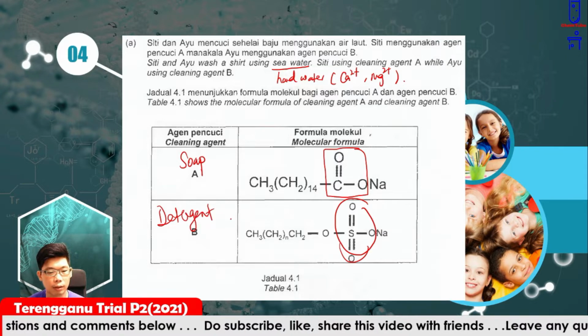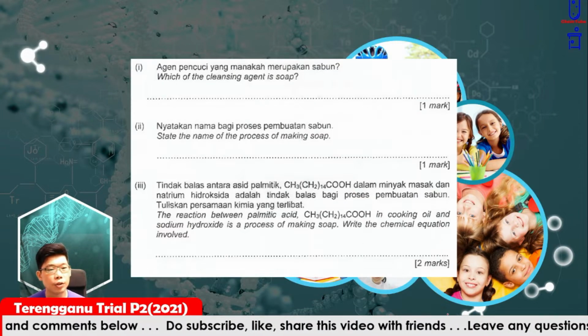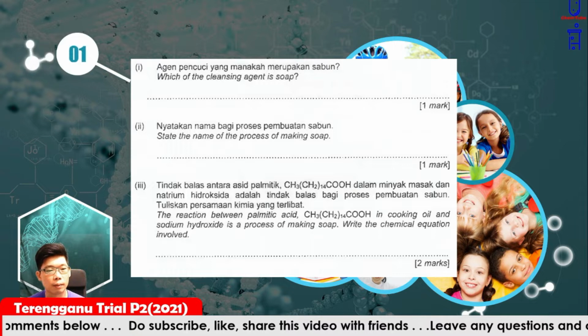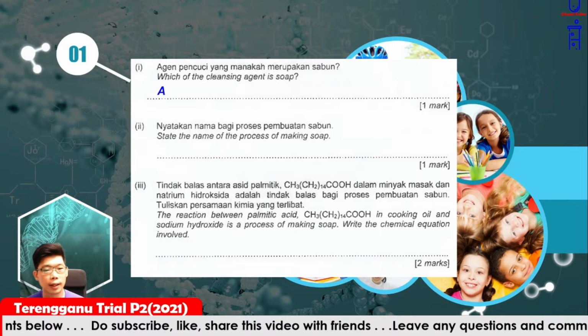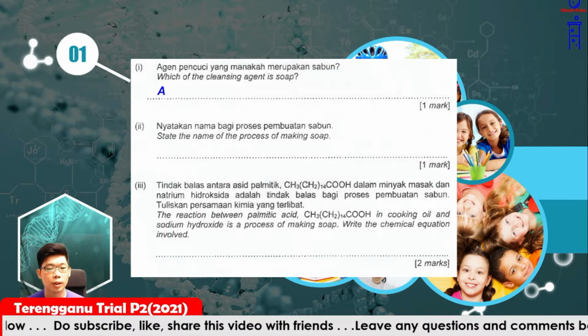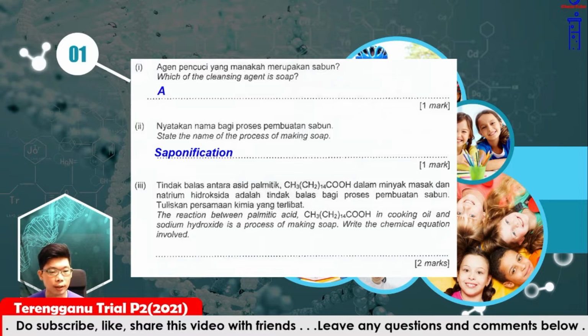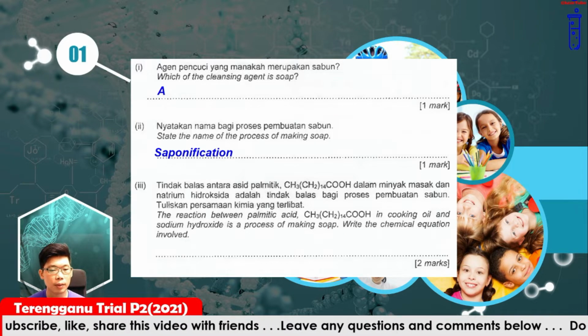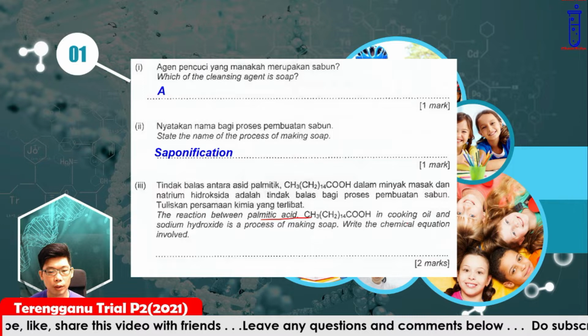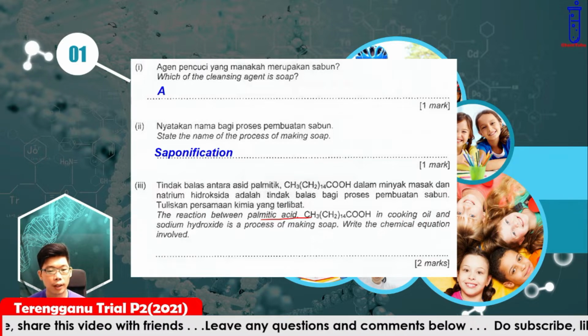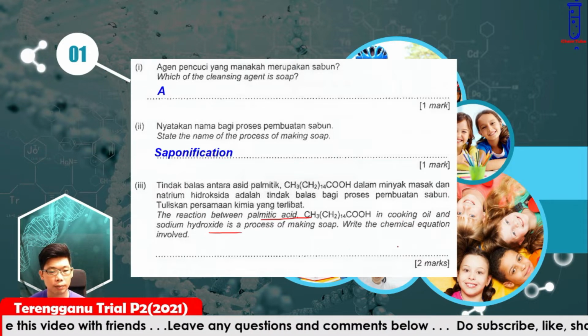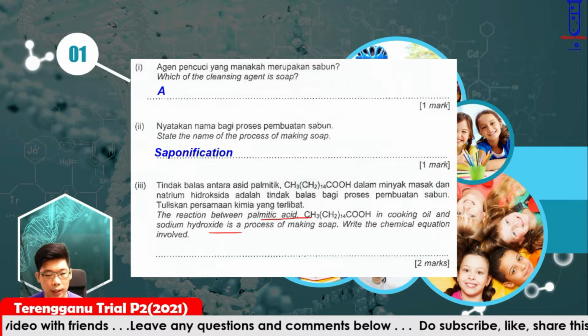Okay, very easy to recognize. Now, which cleaning agent is a salt? So it's L. Now state the name of the process of making the salt. It will be saponification. The reaction between the palmitic acid in cooking oil and the sodium hydroxide is the process of making the salt. Write the chemical equation.